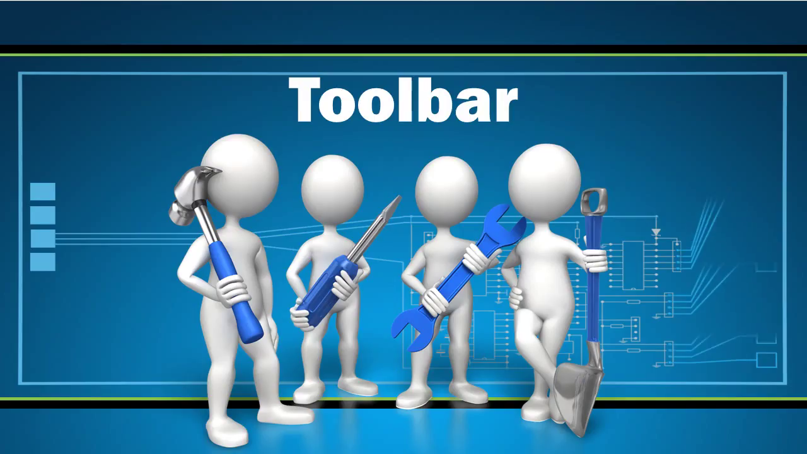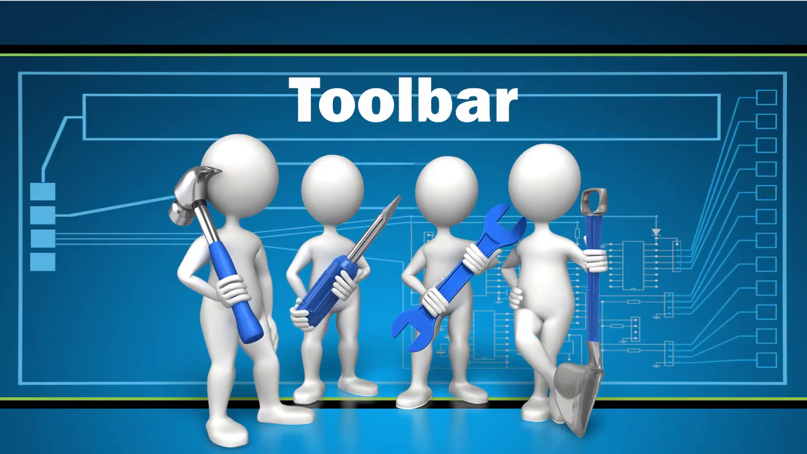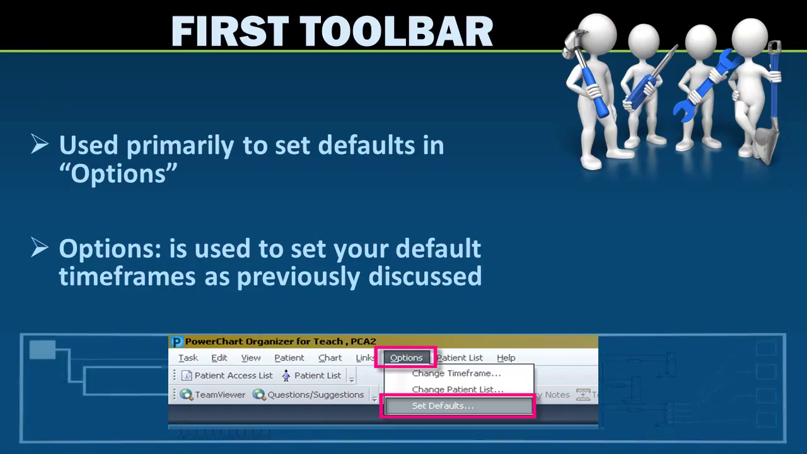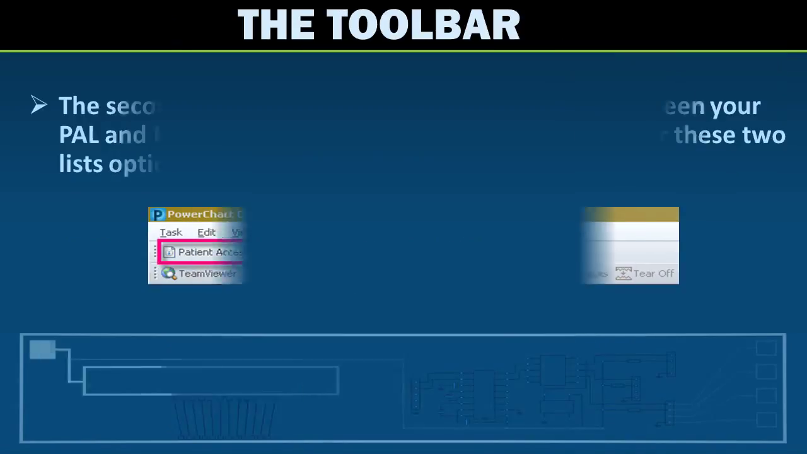The next thing we'll talk about is the patient toolbar, or the toolbar across the top in PowerChart. The first toolbar is primarily used to set defaults in your options. That's probably the selection that you'll use most, so you can set your time frames as we looked at a moment ago.